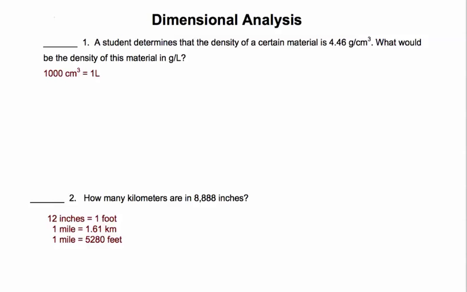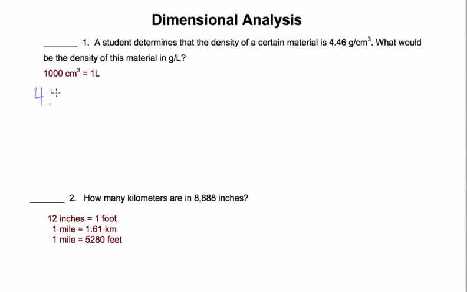So the first one, we have a student determining that a material has a density of 4.46 grams per centimeters cubed. And what would the density be in grams per liters? When we're doing dimensional analysis, we are not trying to change the number, we're only trying to change the units. So when we multiply it, we have to be multiplying it by an equality, so that basically we're multiplying a number by 1. So for this first one, we always start by writing down what we know.